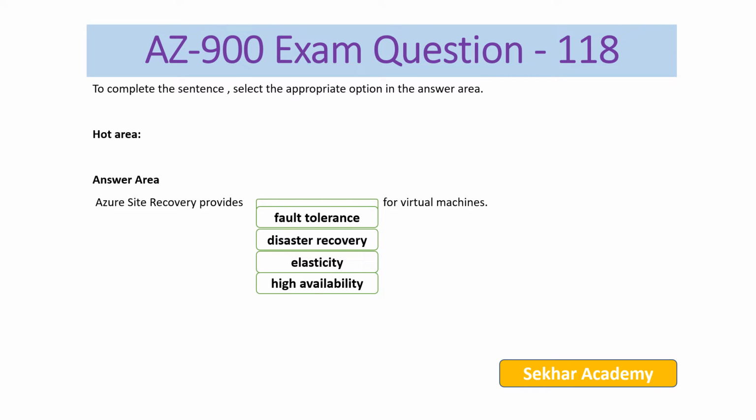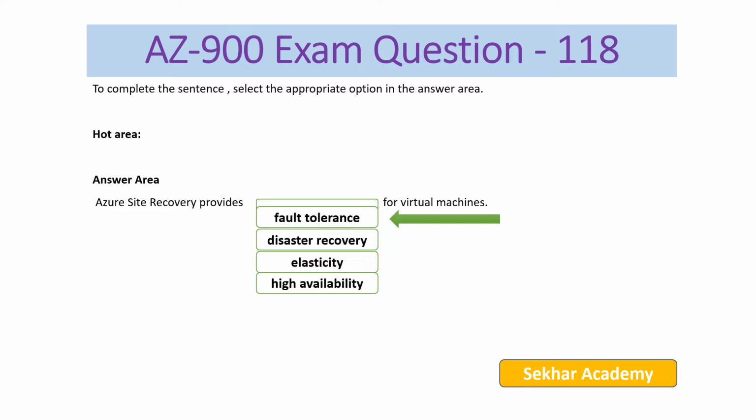AZ-900 exam question number 118. To complete the sentence, select the appropriate option in the answer area. The statement is: Azure Site Recovery provides blank for virtual machines. The options we have here: fault tolerance, disaster recovery, elasticity, and high availability. So we have to choose the right answer here.